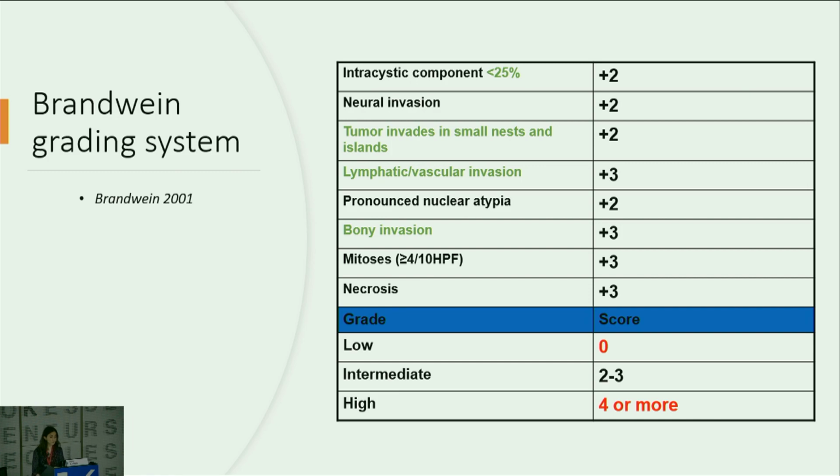A few years after, Dr. Brandwein proposed her grading system. It's also a point-based grading system. She added a few other parameters, changed the intracystic component to less than 25%, and added the tumor invasion pattern in small nests and islands, lymphovascular invasion, and bony invasion. Although this is a point-based grading system, you don't need to memorize any of these numbers. Low grade has none of these bad parameters. Intermediate has one, and if you have more than one parameter, it is high grade using this grading system.